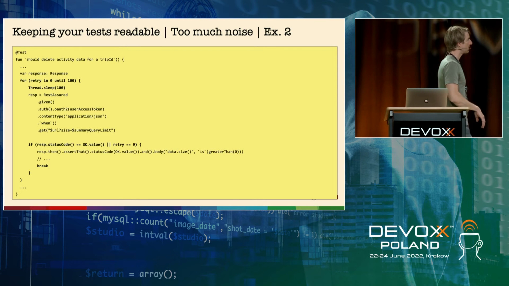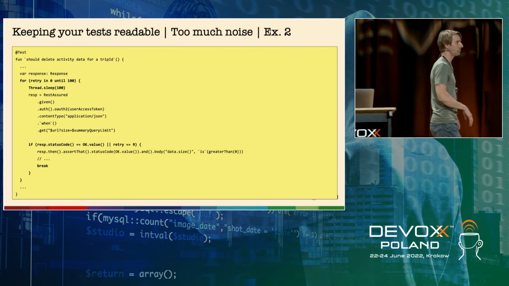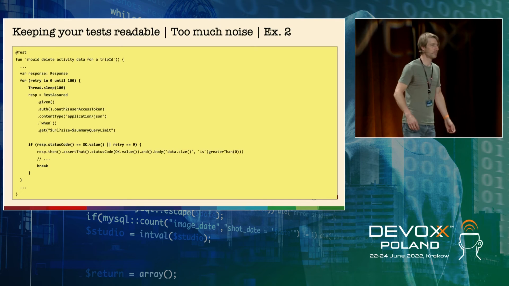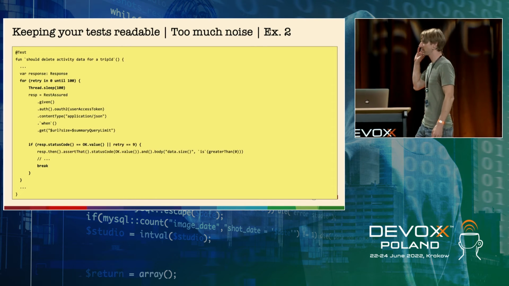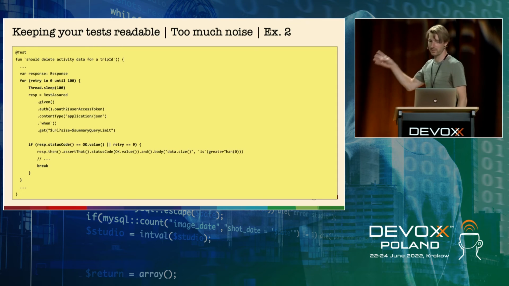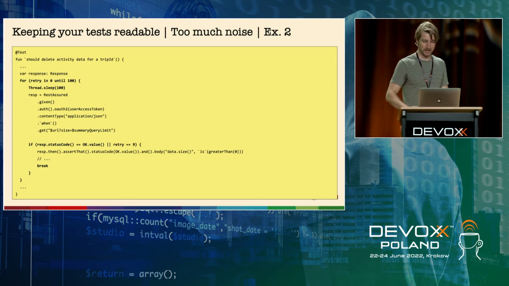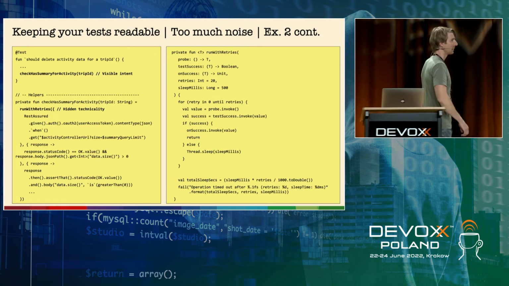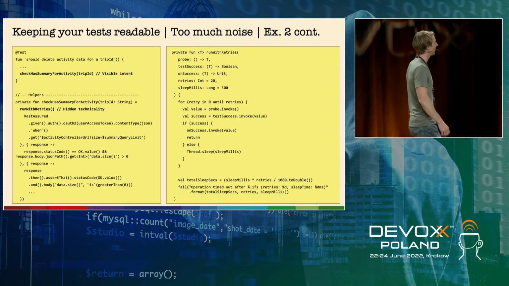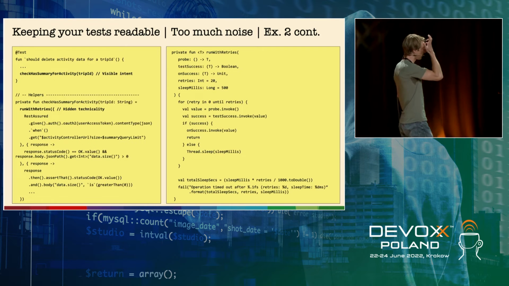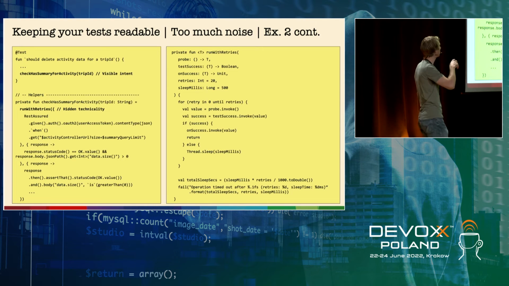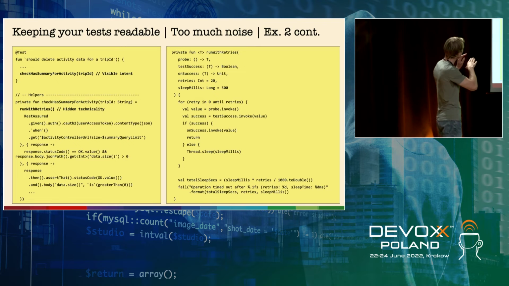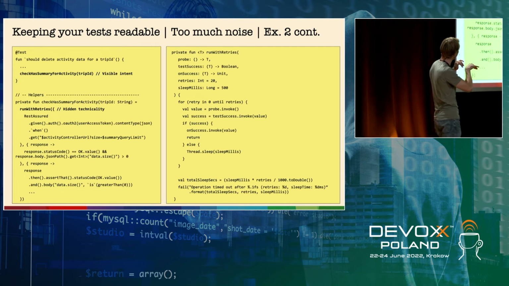We came across this beautiful example of the polling earlier, where we replaced the fixed wait with this polling code. And hopefully everybody went like, ugh, what kind of code is this? So again, here, one thing to improve the situation is to introduce a helper method. So, check has summary for activity.